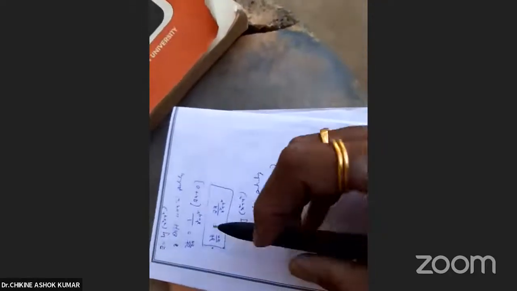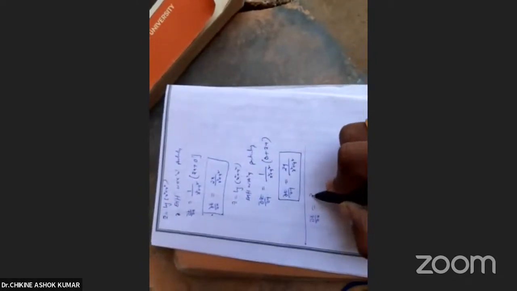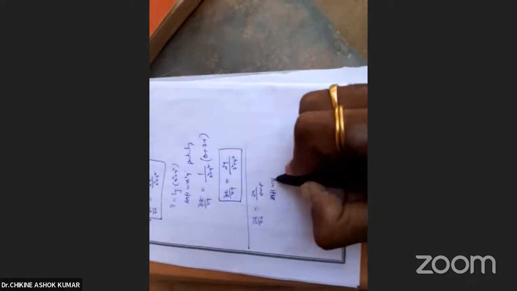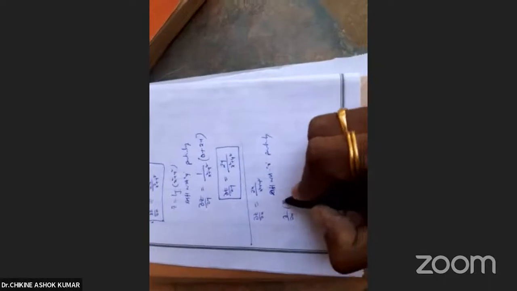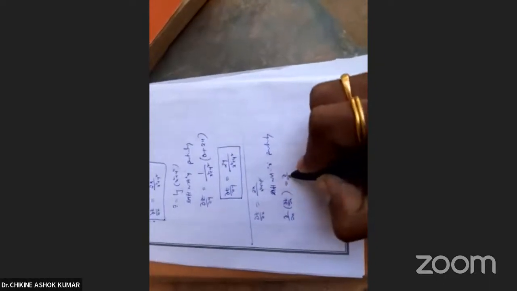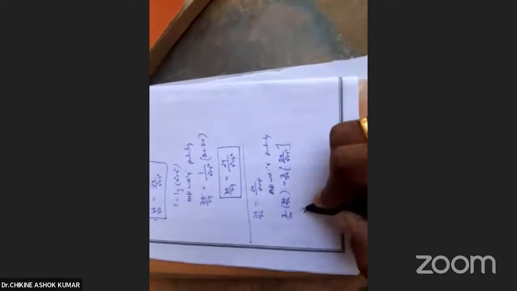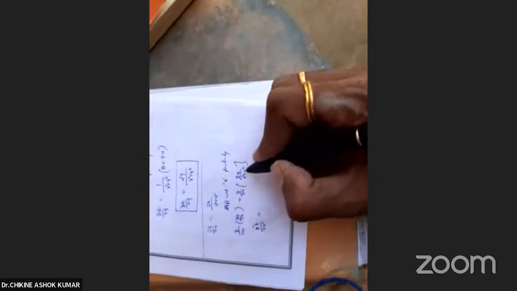Similarly, I want to find second order derivatives, meaning dou square z by dou x square. So what is dou z by dou x here? Dou z by dou x is 2x by x square plus y square. If we take this equation and differentiate one more time with respect to x partially, it will become dou by dou x of dou z by dou x equal to dou by dou x of 2x by x square plus y square. So this will become dou square z by dou x square.